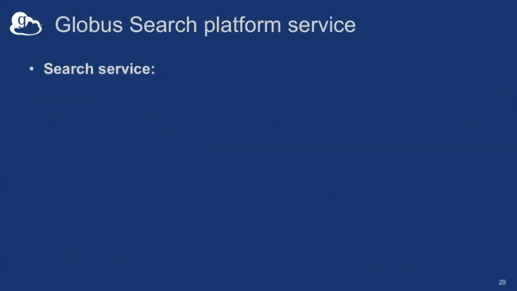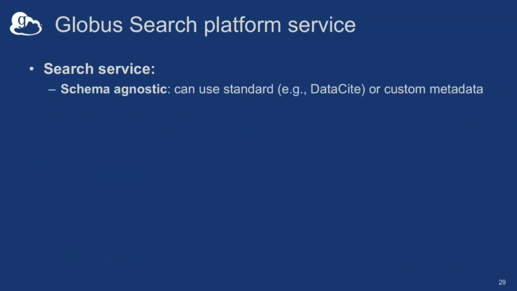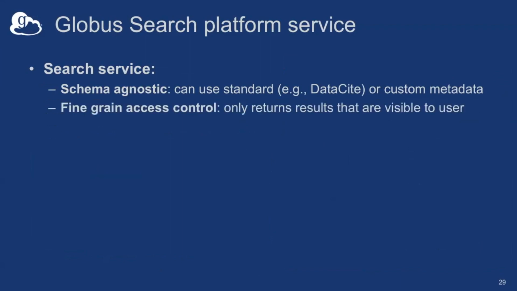The first one we announced last year in the fall in limited production was Search. The big things about Search is, first off, it's schema agnostic, right? You can use standard schemas like DataCite. You can use your own custom metadata. It can be scientifically relevant metadata.